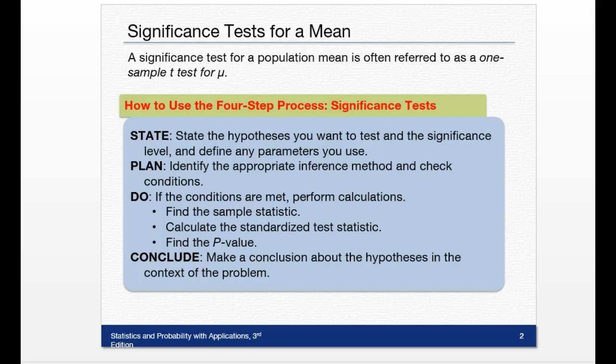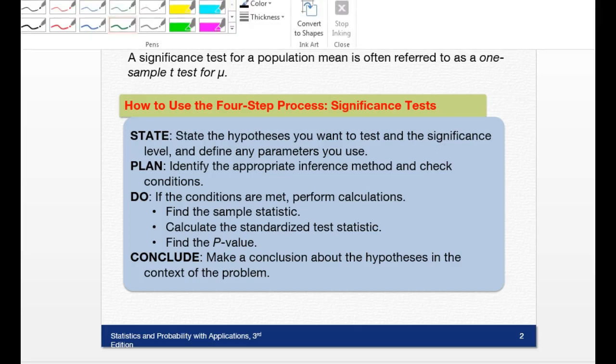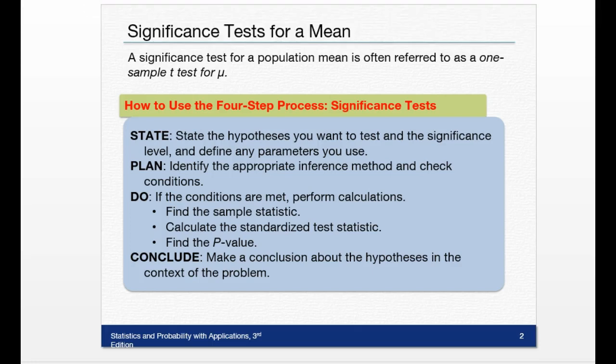In the state step, you're going to state the hypothesis you want to test, and the significance level, and define any parameters that you use, so that all three parts are really important. State the test. That means the hypothesis, the significance level, and define the parameters. If you don't have one of those steps, you'll lose points, so make sure you do all three.